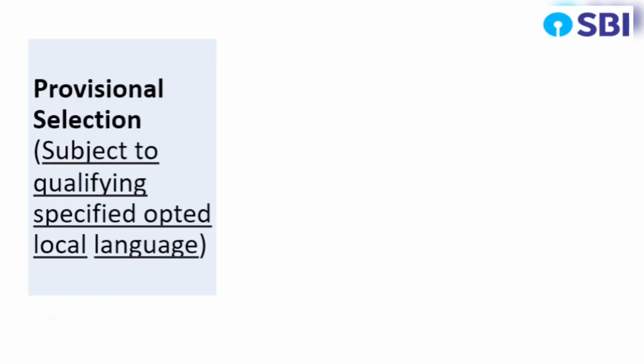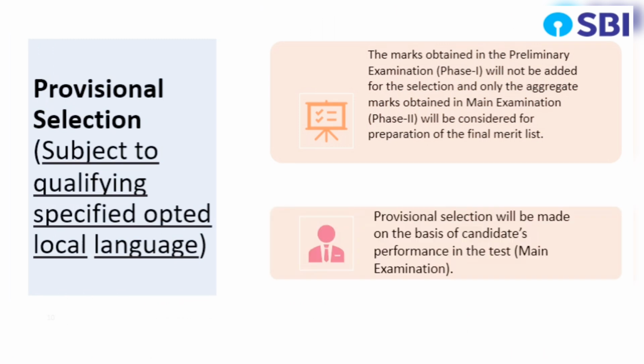Provisional selection subject to qualifying specified opted local language. The marks obtained in preliminary examination phase 1 will not be added for selection, and only aggregate marks obtained in main examination phase 2 will be considered for preparation of the final merit list. Provisional selection will be made on the basis of candidates' performance in the main examination.